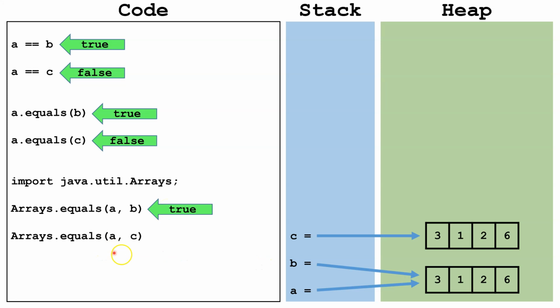So A and B, of course, the arrays have the same contents, so this will return true. Here, we're comparing A and C, and A and C are pointing at identical arrays, so Arrays.equals A comma C will also return true.